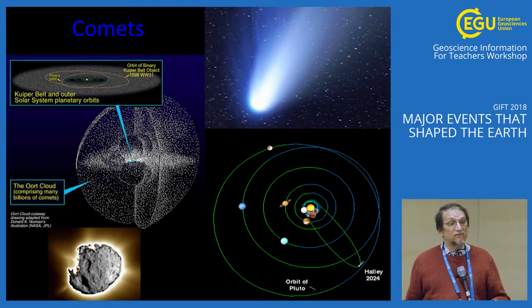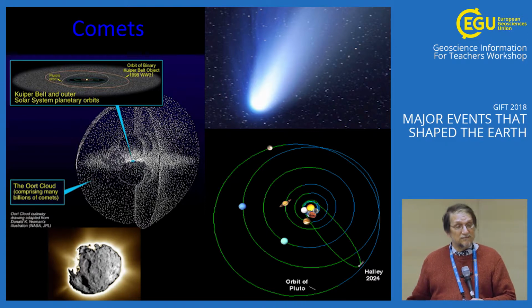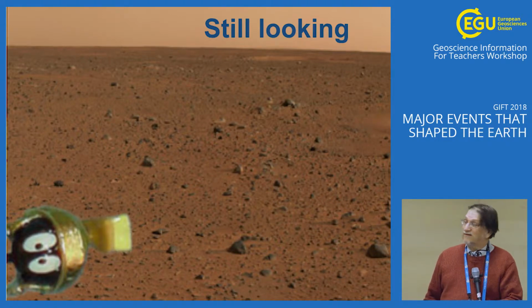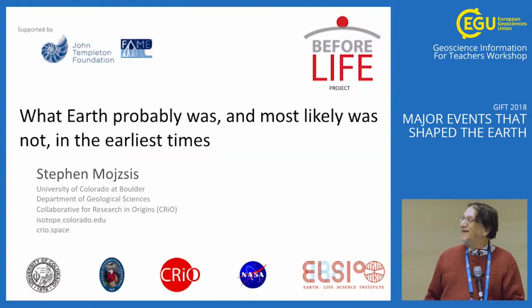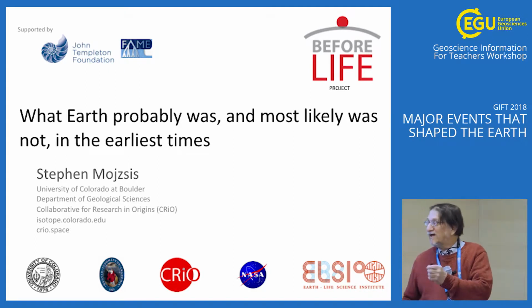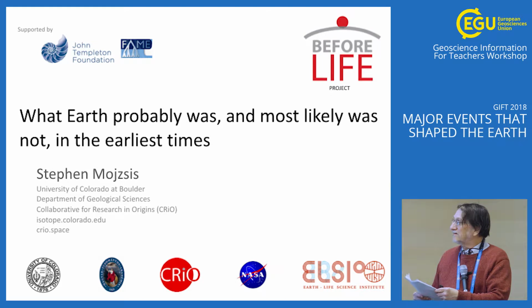Comet Wild 2 had just been analyzed, and it actually has organic matter in it. Amino acids were found in the tail of Comet Wild 2. So we're still looking. This is Marvin the Martian. Okay. So this is going back to now I'm into Steve's talk, and those were my additions, to lay the foundation.